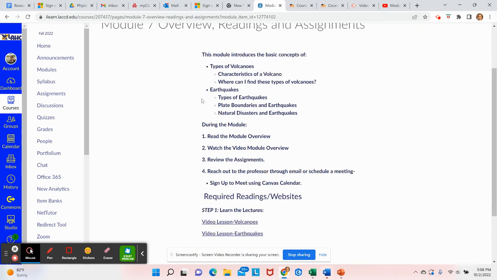And then we're going to learn about earthquakes. Volcanoes and earthquakes are like best friends. They go really well together. So we've got types of earthquakes. There's different kinds, and it depends on the plate boundary that you live in. So that's why we learn about plate tectonics first. And then we learn about the devastating effects of earthquakes, which are natural disasters. But remember, we have earthquakes because the earth is alive and it's always moving.